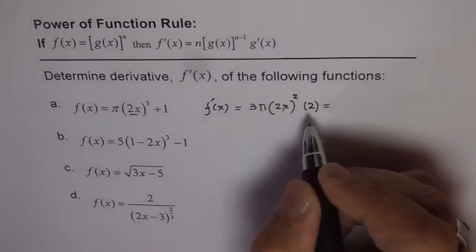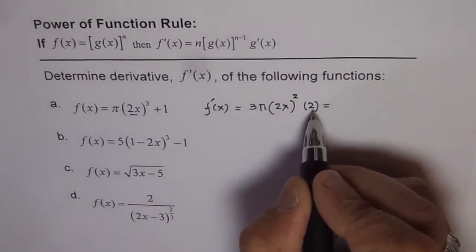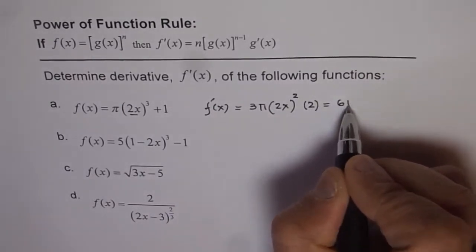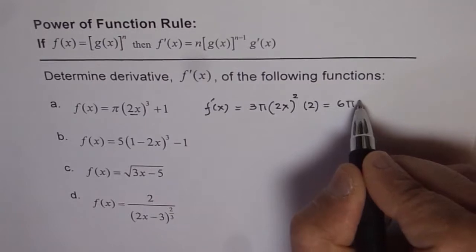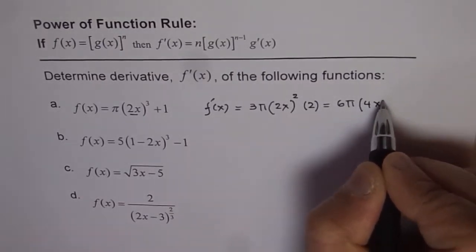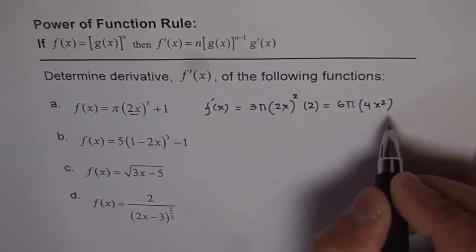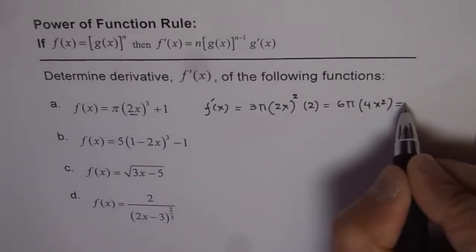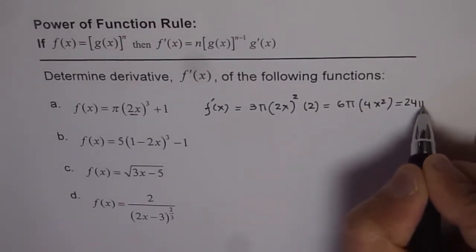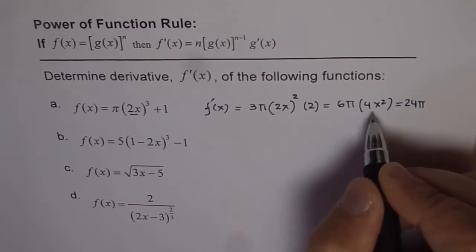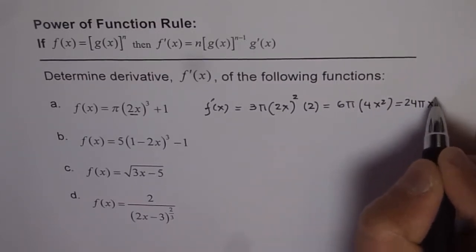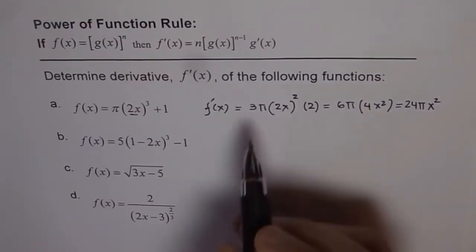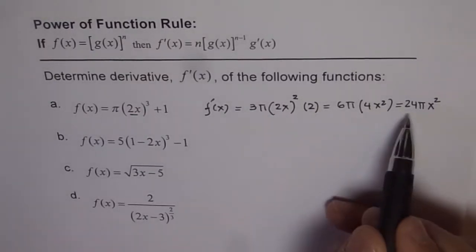So what we get here is, when you open the bracket, 2 gets multiplied with 3, so you get 6 pi, and when you square, you get 4x squared, right? This could be written as 4 times 6, 24 pi x squared. So that is how it gets simplified. Remember, this is how you have to do it.